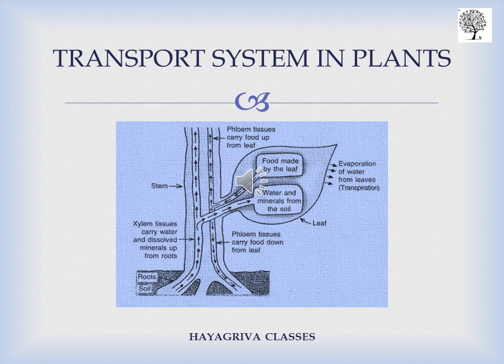Phloem tissues will carry food up from the leaf. And the important thing that makes all this possible, transpiration, is also given there. So the whole concept is summed up in this diagram.